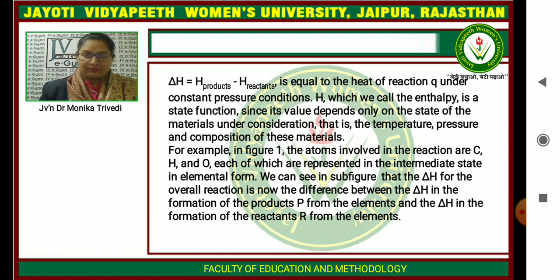For example, the atoms involved in the reaction are carbon, hydrogen, oxygen, each of which is represented in the intermediate state in the element form. We can see in the figure that the ΔH for the overall reaction is the difference between the ΔH in the formation of the product P from the elements and the ΔH in the formation of the reactant R from the elements. So the heat for both reactant and product are different, so the overall heat can be calculated by the difference of heat of product and heat of reactant.